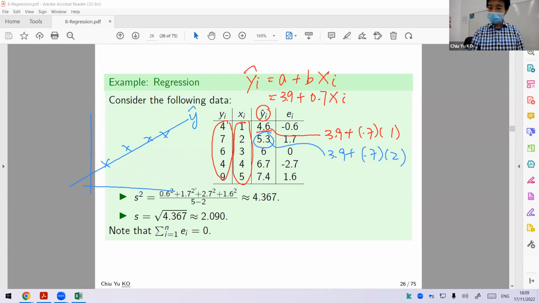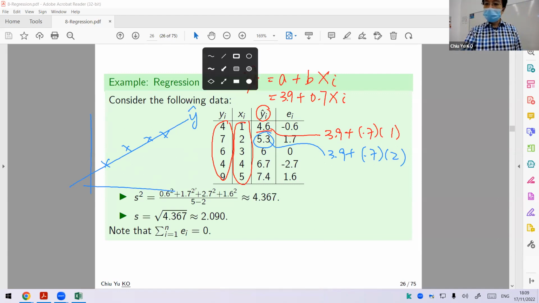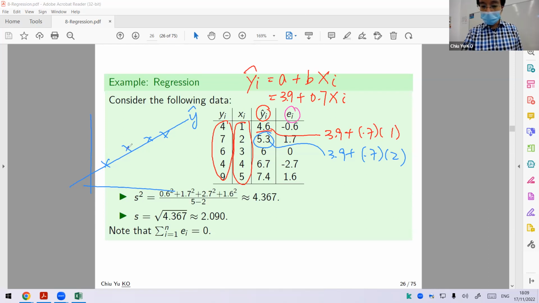And the e's are coming from the vertical distance, right? So that's why e is simply y_i minus y_i hat. So that's why negative 0.6 comes from 4 minus 4.6, right?